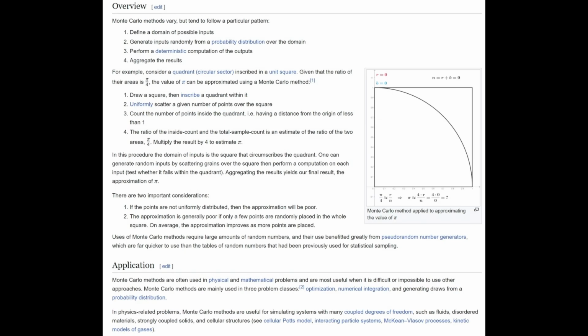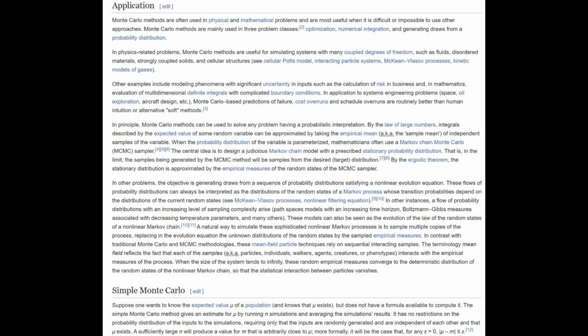The three basic components of Monte Carlo methods are the dependent variable we want to predict, the probability distribution of the independent variable that will drive the predictions, and repeated simulations until enough results are gathered to make up a representative sample of our dependent variable. Monte Carlo methods are mainly used in three problem classes: optimization, numerical integration, and generating draws from a probability distribution.